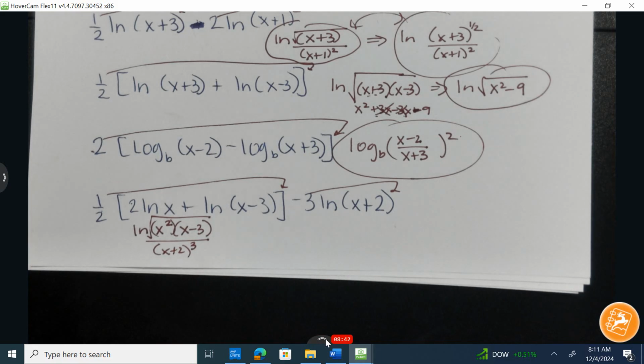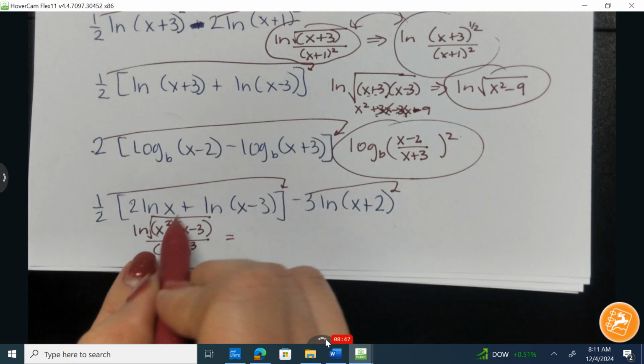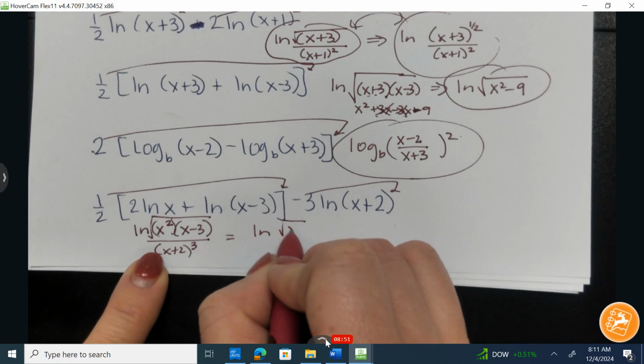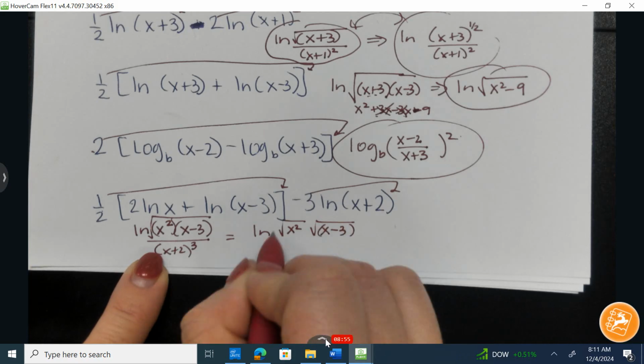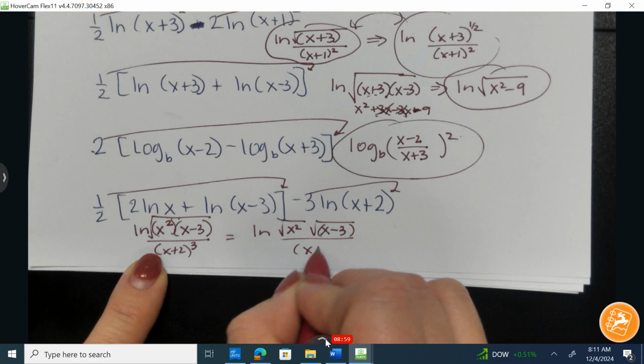Okay, so there is one more way that we can, before I'm fully done here, that we can apply this. Notice that this square root needs to be applied both to the x squared and to the x minus 3. So this value is applied to both quantities inside.